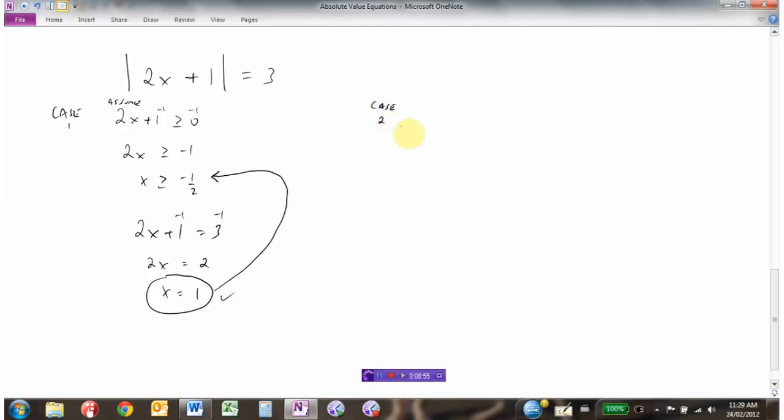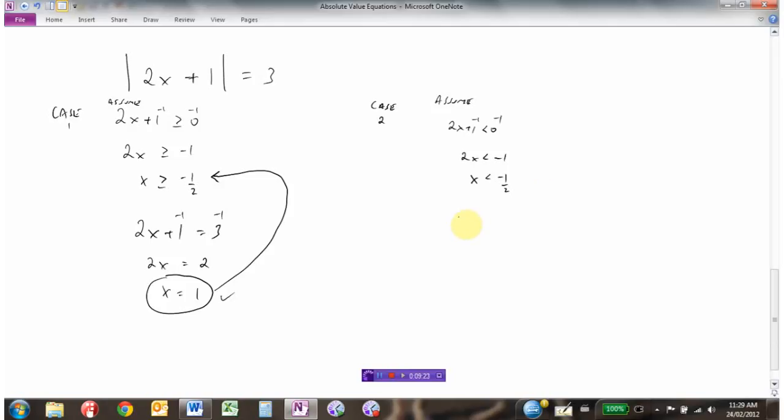In the second situation, so case 2, let's now assume, so we've gone to the right of 0 on our number line, now we're going to go to the left. We're going to assume that this is less than 0, which means 2x is less than minus 1, which means that x is less than negative 1/2.